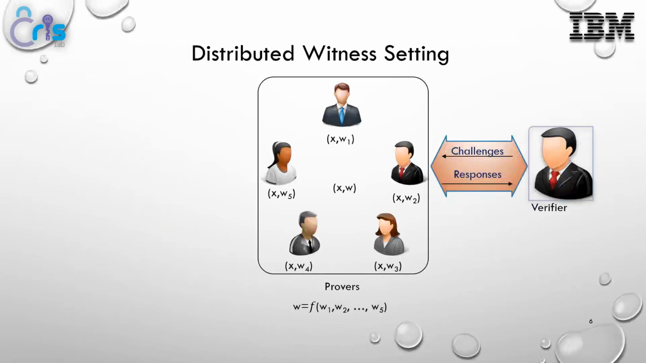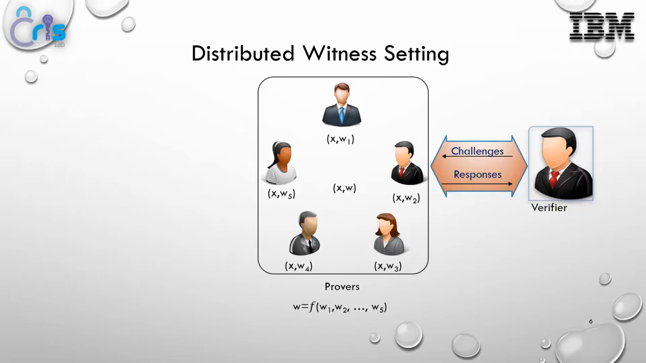Now we will discuss the distributed witness setting. Here, instead of one prover, we have a group of provers. Together they claim that the statement X is true. Corresponding to the statement X, there exists a global witness W. However, none of the provers have the witness W. Instead, they have a private share of the witness W. Putting all the shares together, one can obtain the global witness W, which yields X is true.